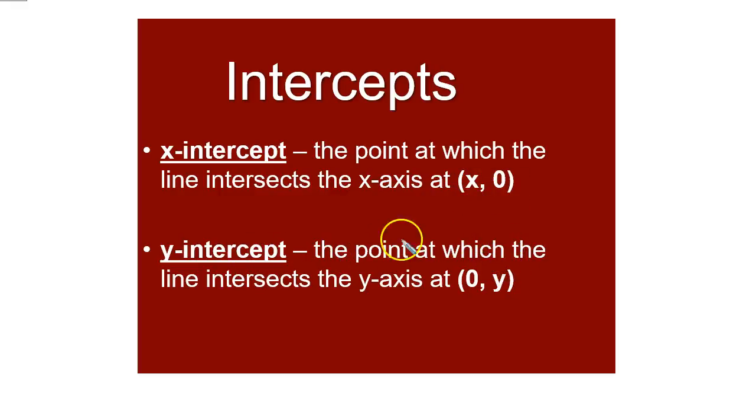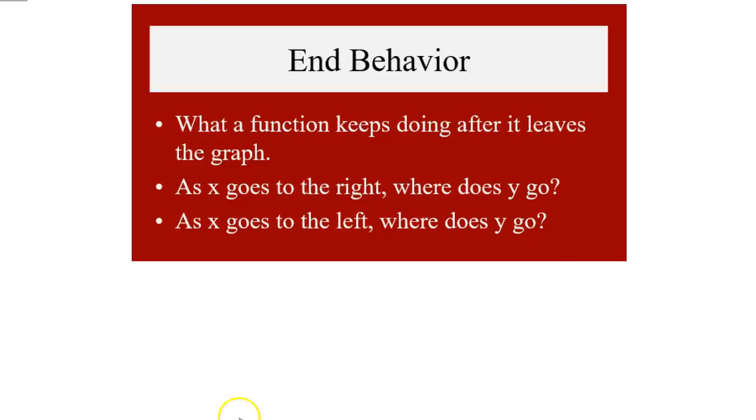The y-intercept is the point at which the line crosses the y-axis, and it's always going to be in the form of (0, some number). End behavior is something that some students have to get used to.